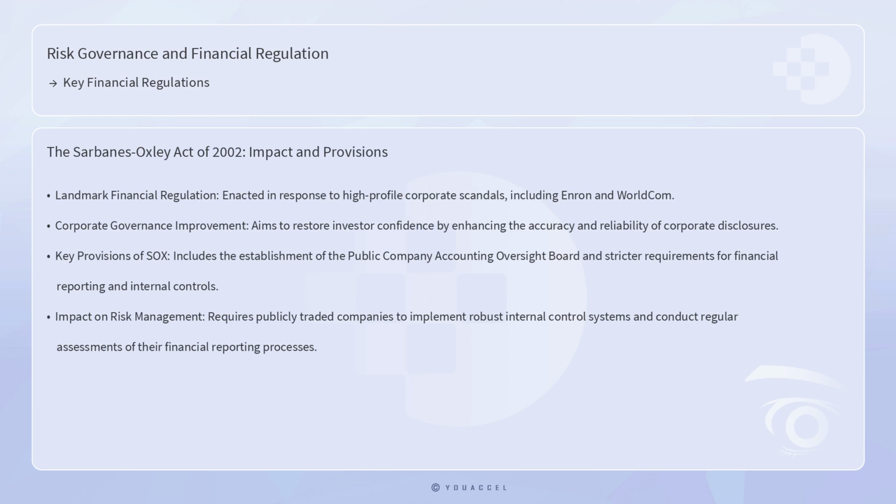The Sarbanes-Oxley Act of 2002, another landmark financial regulation, was enacted in response to a series of high-profile corporate scandals, including Enron and WorldCom. SOX aims to improve corporate governance and restore investor confidence by enhancing the accuracy and reliability of corporate disclosures. Key provisions of SOX include the establishment of the Public Company Accounting Oversight Board to oversee the audits of public companies, stricter requirements for financial reporting and internal controls, and increased penalties for corporate fraud.